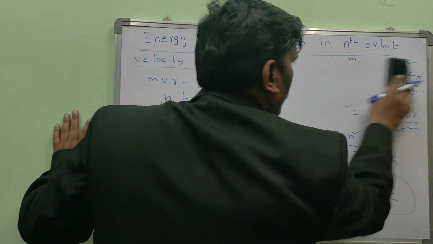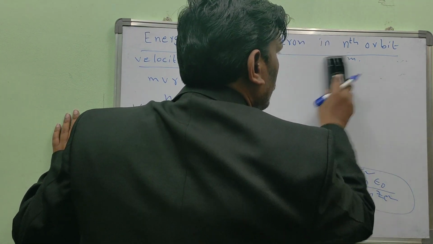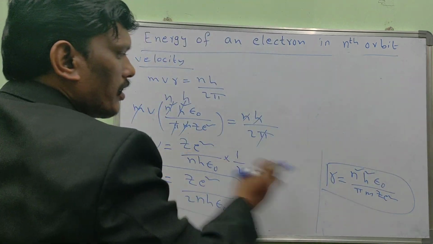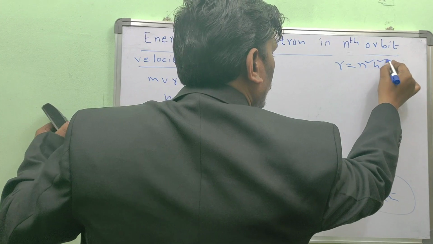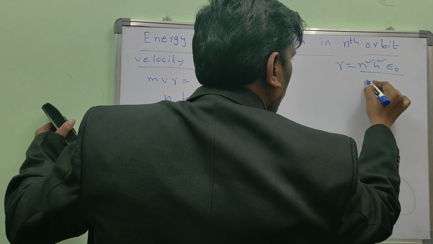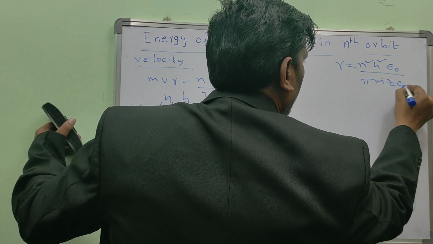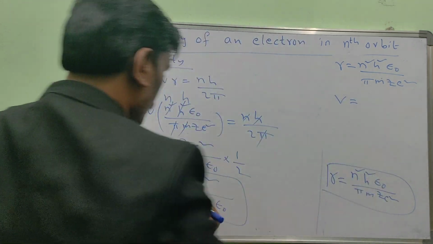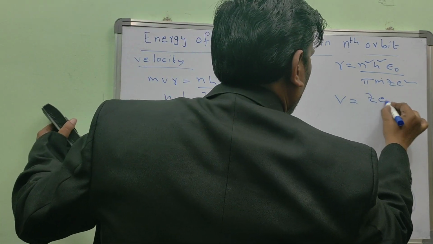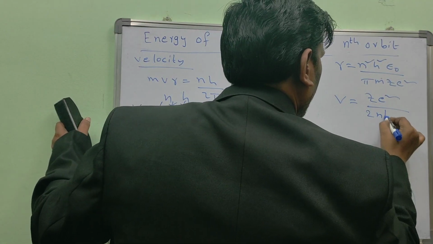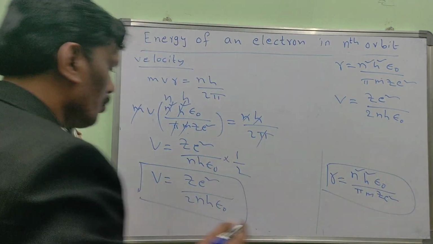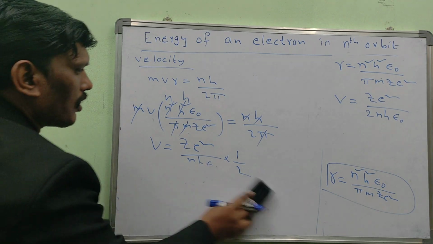So what we are going to use: the radius, which we already have here. What is that? The radius value is n square h square epsilon naught upon pi m Z e square. What is the velocity value I got here? Z e square upon 2 n h epsilon naught. That is the velocity.